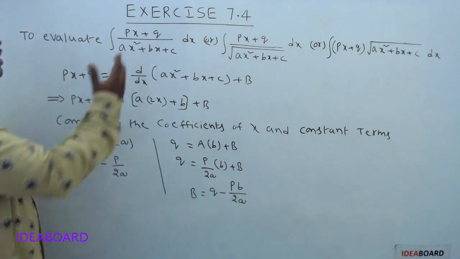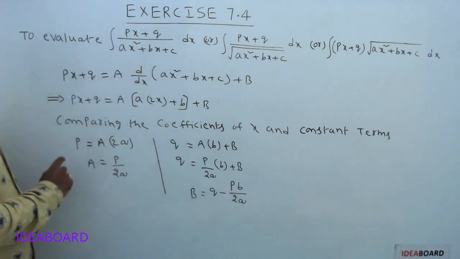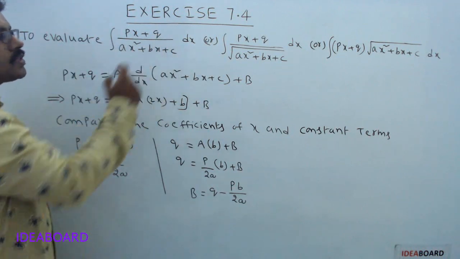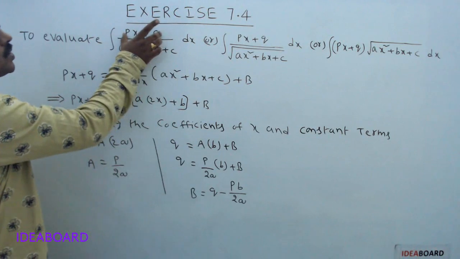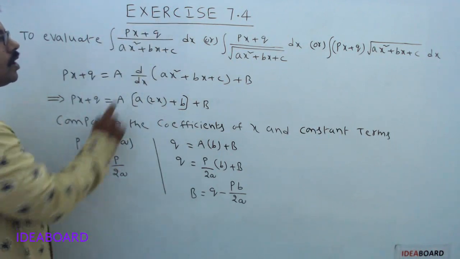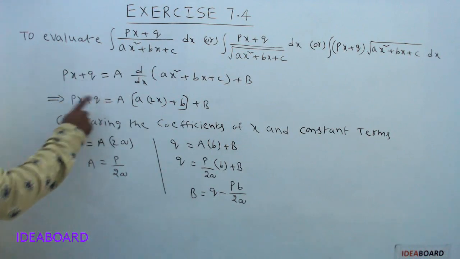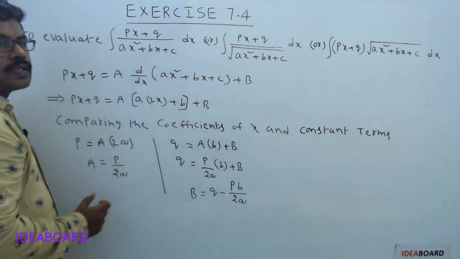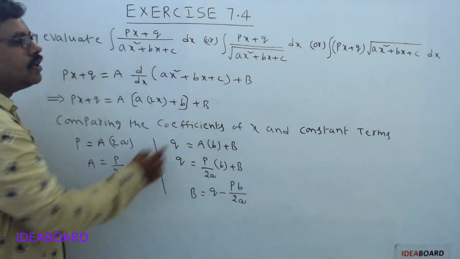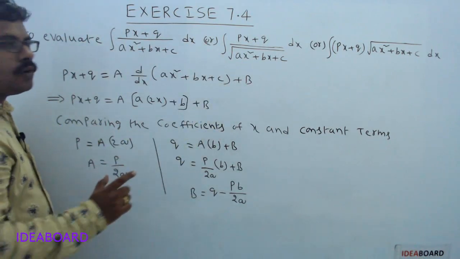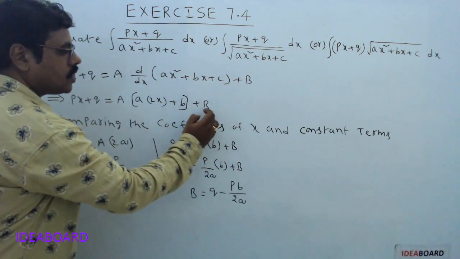If your given problem is in any one of these three forms, first write px + q as some constant A into the derivative of (ax² + bx + c) plus some constant B. Now see the derivative of this expression: the derivative of ax² is 2ax, the derivative of bx is b, and the derivative of the constant c is 0. So px + q = A(2ax + b) + B.